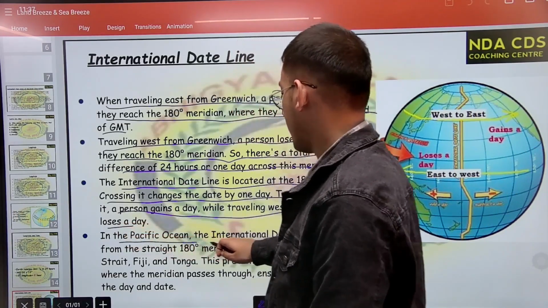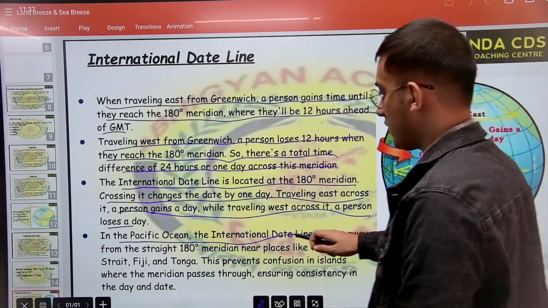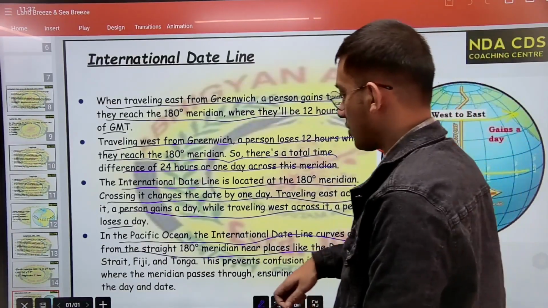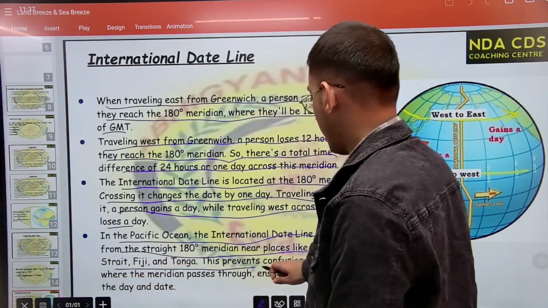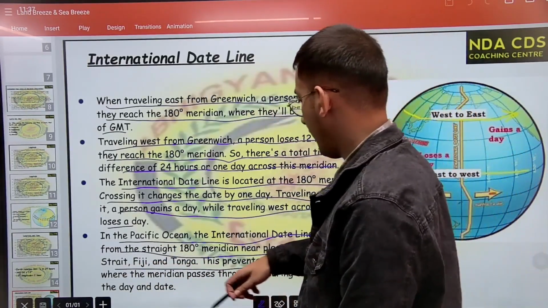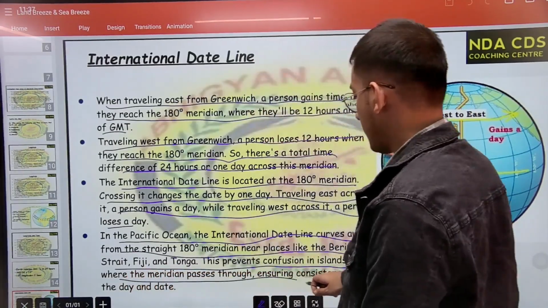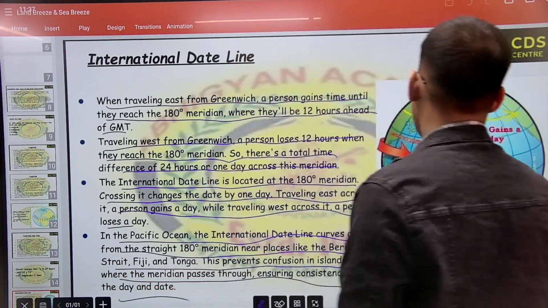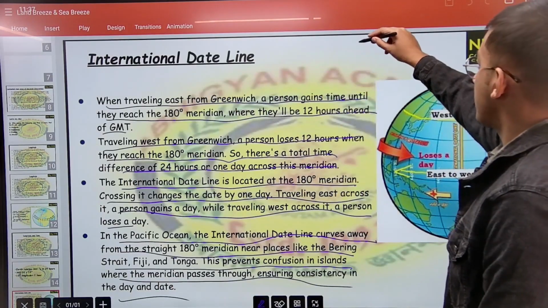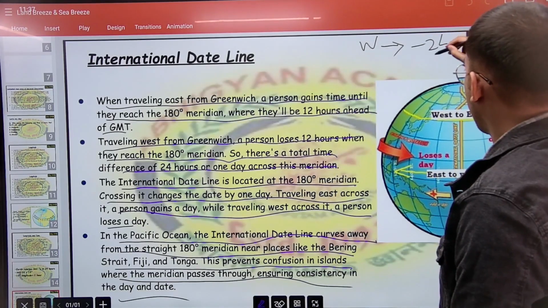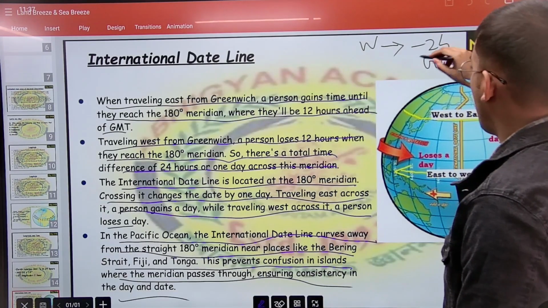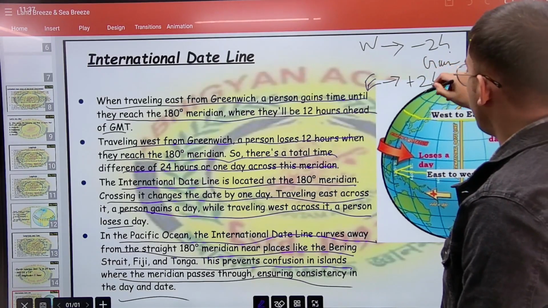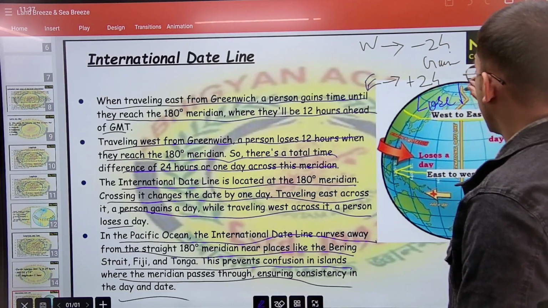In the Pacific Ocean, the international dateline curves away from the straight 180-degree meridian near places like Bering Strait, Fiji, and Tonga. This prevents confusion in islands where the meridian passes through, ensuring consistency in the day and date. So what it's saying here is, once we move west, we lose 24 hours, but we gain time. And once we move east, we gain 24 hours, but we lose time.